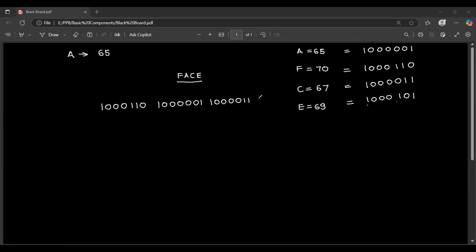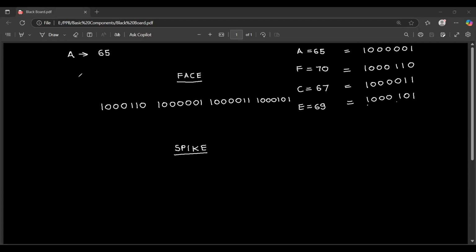Okay, and E is given by 10000101. So this is how you can represent characters by using ASCII, the American Standard Code for Information Interchange. Let's say we have something like the word spike. Yeah, spike is better.